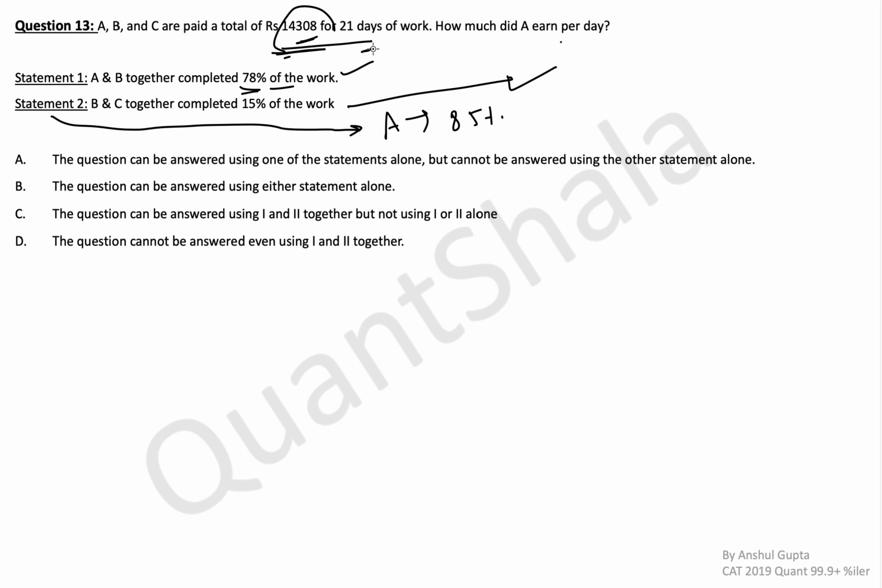Okay. What are the options? Question can be answered using one of these statements alone but cannot be answered using other statement alone. This is our answer. S2 says we can answer it, S1 says we cannot answer it. Let's look at other options just to be sure. Question can be answered using either statement alone, no, because S1 cannot help us answer it alone. Question can be answered using these together, no, because we can answer it using statement 2 only. This is saying not using this alone. Question cannot be answered even using this, no. We can answer it only using S2. This was very basic question, 15 seconds, not even 15 seconds.